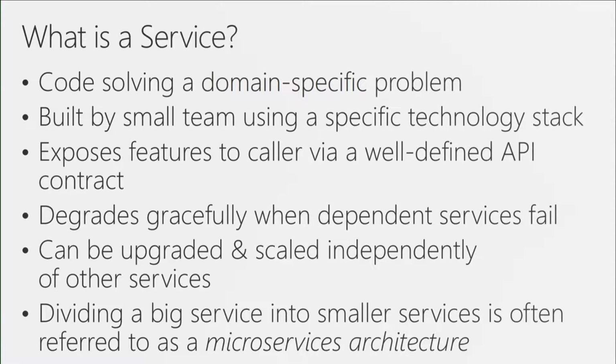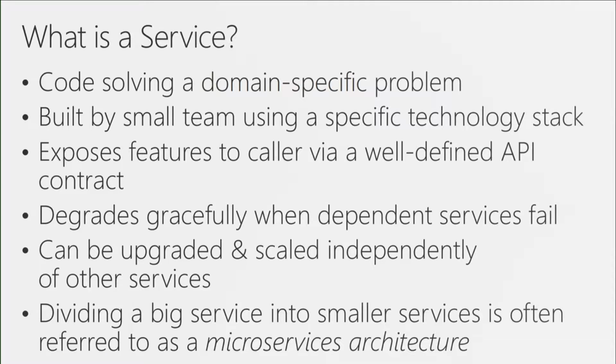And a service, which, at the bottom of the slide I mentioned, what we call a microservices architecture. So that's what we're kind of leaning towards. A service is a body of code that you create in order to solve some kind of domain-specific problem. They're typically built by small teams using some kind of technology stack, and one team could build a service using something like .NET, another team could build a service using something like Java, or Node is very popular as well, and the team can choose whatever technology stack they want to use to go and build the service that they're trying to create. It exposes features to callers via a well-defined API contract, and we'll be talking more about that as we go through this session.